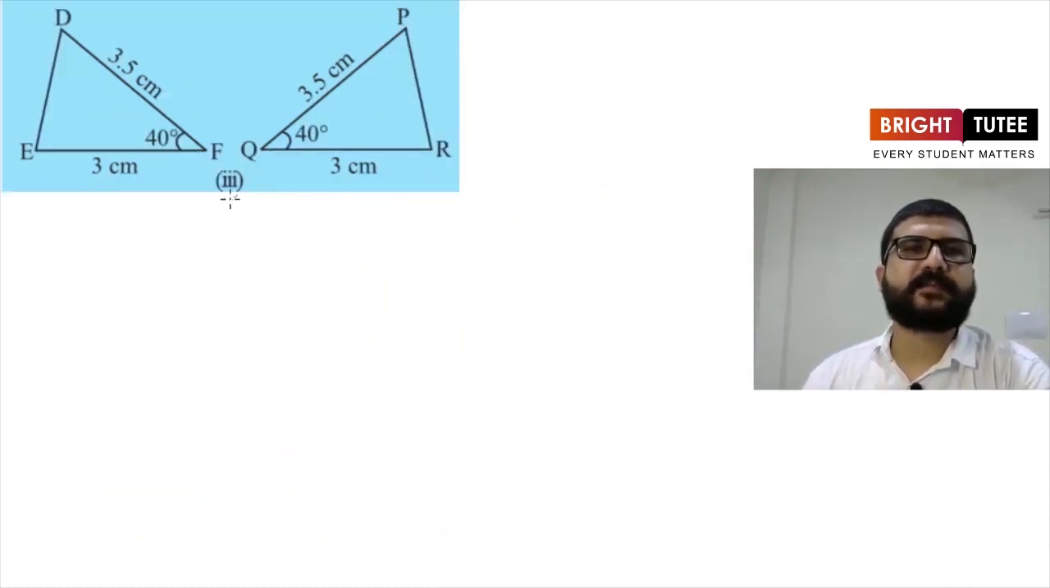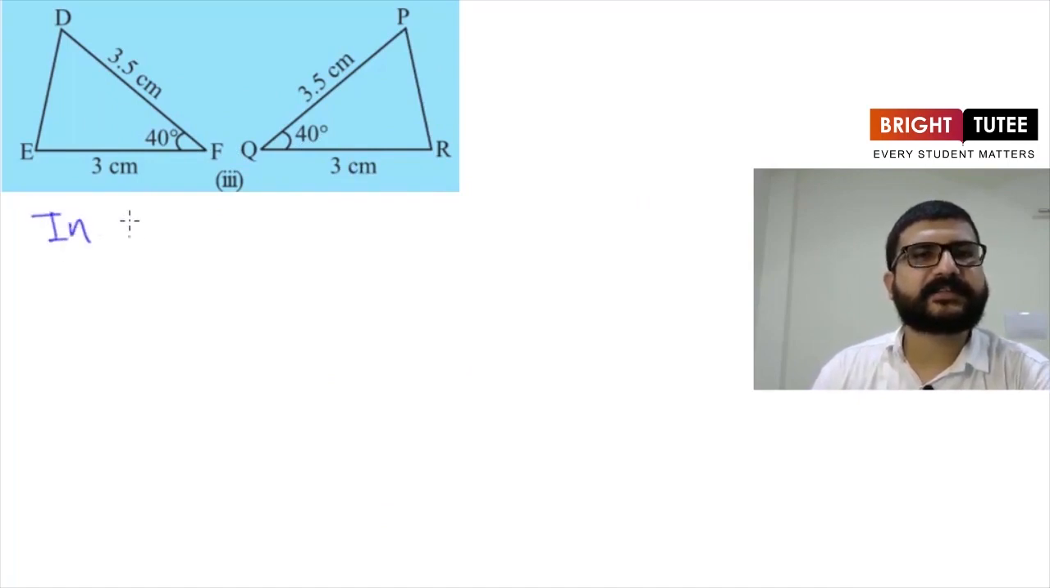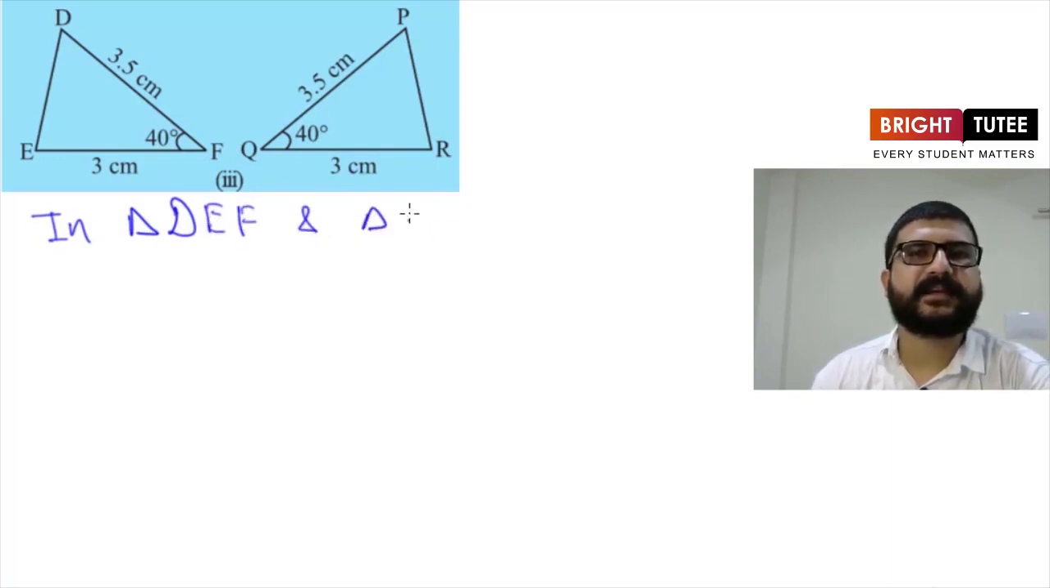Now here is one more pair of triangles. Here we have triangle DEF and triangle PQR, in which DF is equal to PQ, and they are 3.5 centimeters, and angle F is equal to angle Q, they are 40 degrees each, and EF is equal to RQ, they are 3 centimeters each.